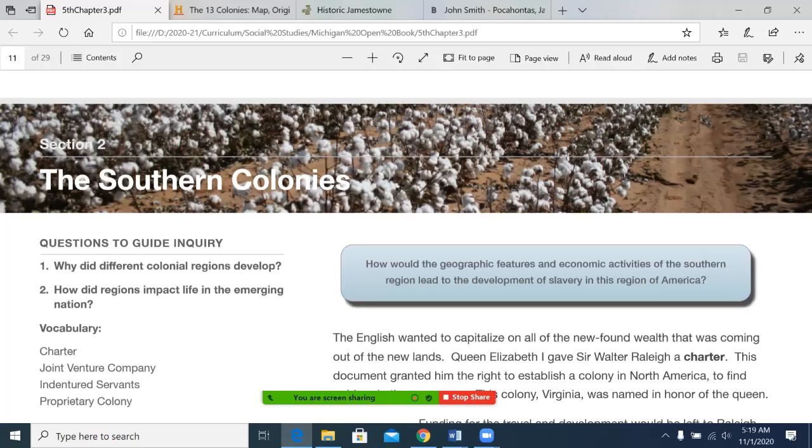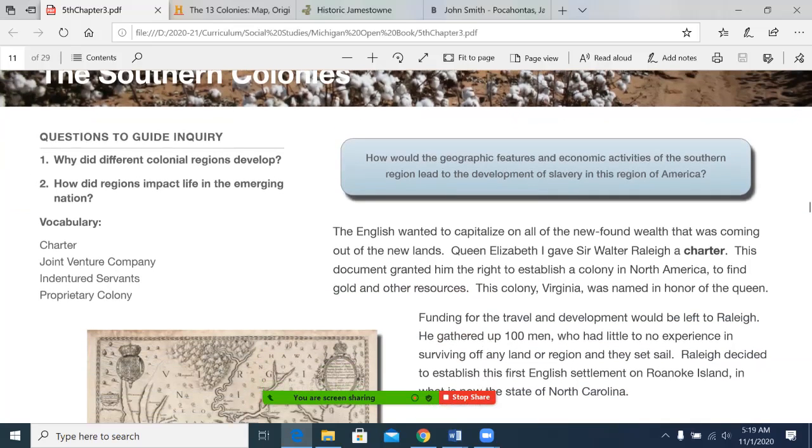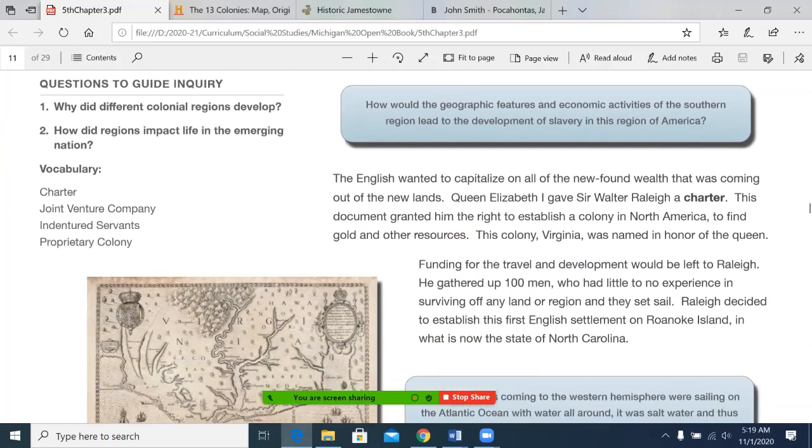It is a little bit longer section. It goes to page 59 in this chapter, so there's a little bit more reading, and I'm going to read it for you. The English wanted to capitalize on all the newfound wealth that was coming out of the new lands. Queen Elizabeth I gave Sir Walter Raleigh a charter. This document granted him the right to establish a colony in North America to find gold and other resources. The colony, Virginia, was named in honor of the Queen.